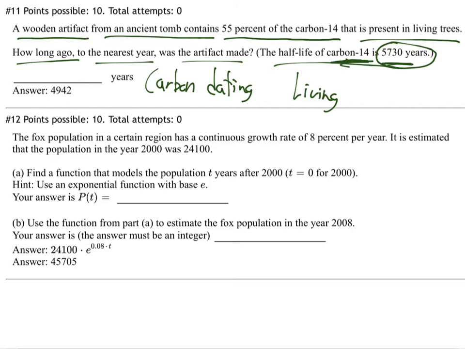So if they find something that's been dead for a long time, scientists can see how much of its carbon-14 it has left. And from that, they can calculate how long ago it died, because they know it loses half of its carbon-14 every 5,730 years. That's the half-life of carbon-14. So let's do that for this wood artifact in this problem.